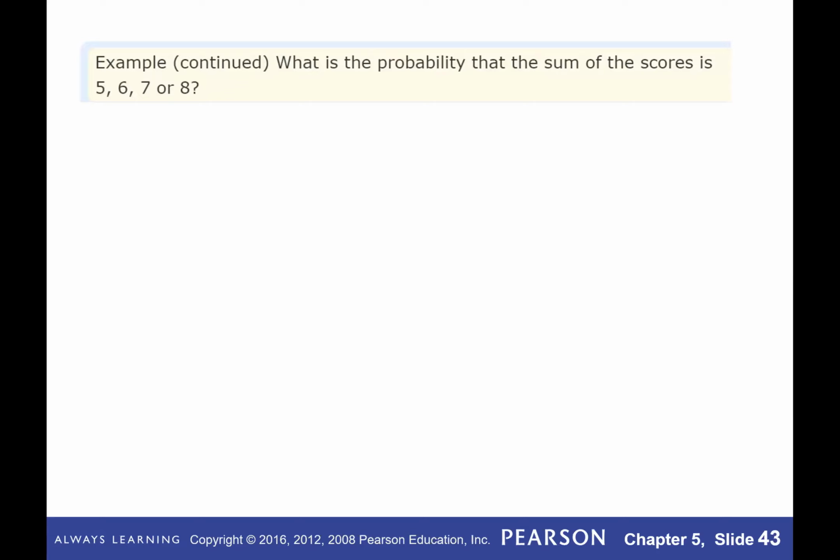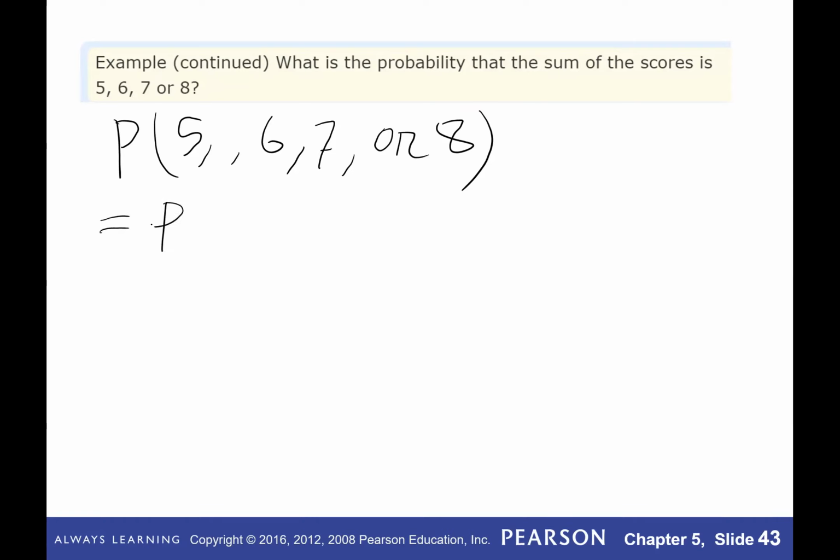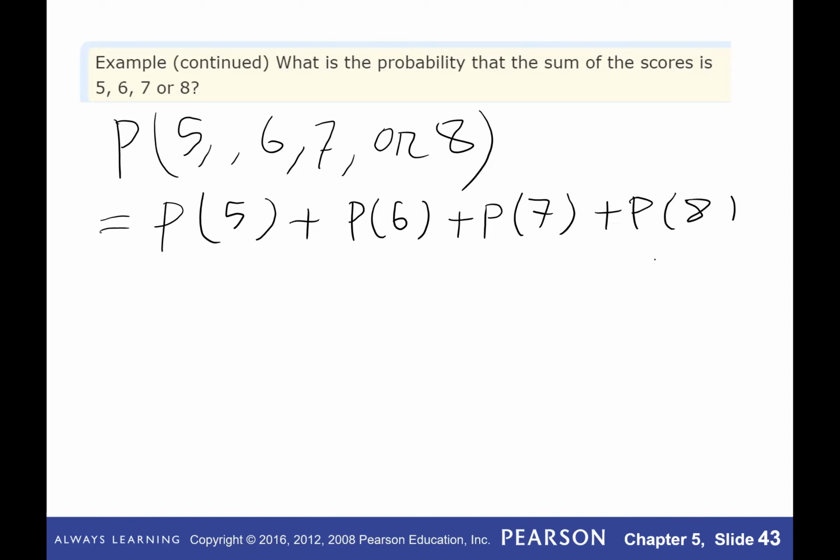So now we have one more example. What is the probability that the sum of the score is 5, 6, 7, or 8? So now we have to find the probability that the sum of the score is either 5 or 6 or 7 or 8. So this is mutually exclusive, right? Because if you get a 5, you cannot get a 6. If you get a 6, you cannot get a 7 at a time. So that's why they are mutually exclusive. The probability will be the probability of 5, plus the probability of 6, plus the probability of 7, plus the probability of 8.